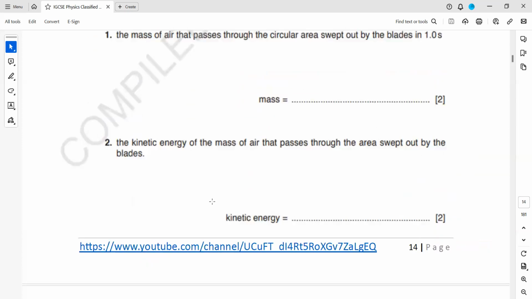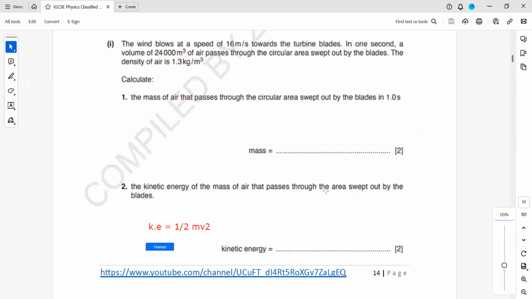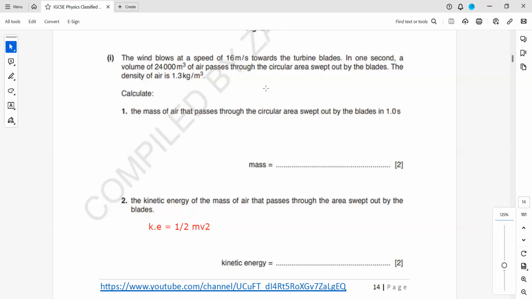So 31,200 kg. Now the kinetic energy. So how to work out the kinetic energy? That is half mv square. So it will be half the mass, we already calculated 31,200, and the speed is 16. But a common mistake which students make is they forget to square. They write the formula, but when they show the substitution, they forget to square. So remember that you have to square the speed. So it will be 4 times 10 to the power 6 joules, or we can say 4 megajoules of kinetic energy, which is a very high proportion.